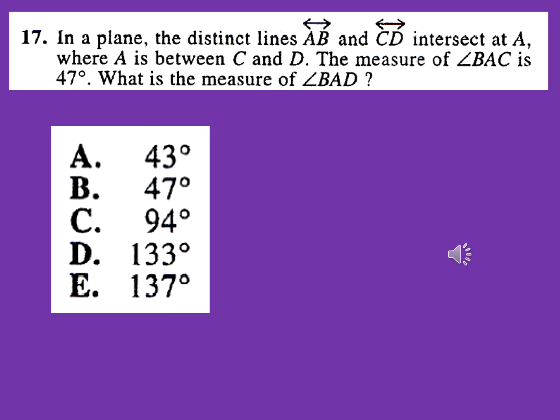So number 17 says, in a plane, the distinct lines AB and CD intersect at A, where A is between C and D. Then it says the measure of angle BAC is 47 degrees. What's the measure of angle BAD? And it might be 43, 47, 94, 133, or 137 degrees.